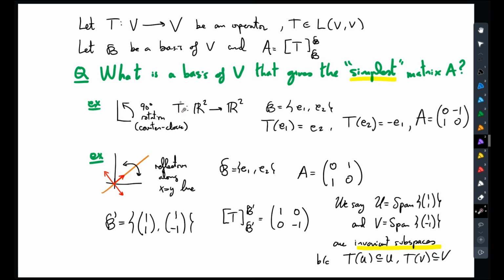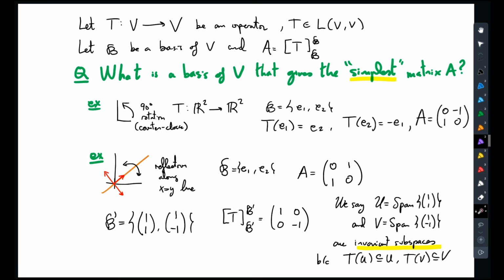For example, take T to be the linear operator from R2 to R2, which is just a 90-degree rotation counterclockwise. If I take B to be the canonical basis of R2, then E1 is sent by the 90-degree rotation to E2. (1, 0) is sent to (0, 1). And E2 will be sent to minus E1. So that tells me that (0, 1) is sent to (-1, 0).